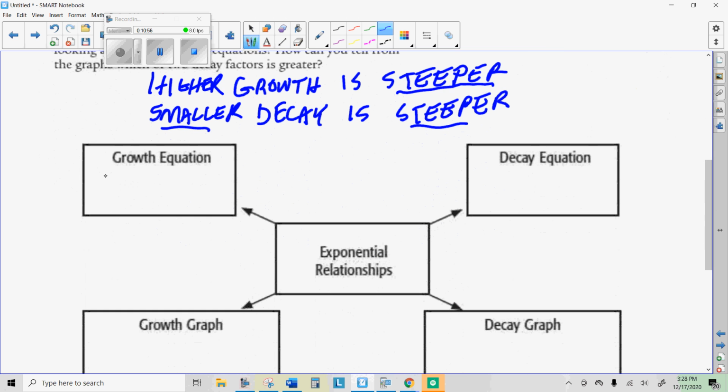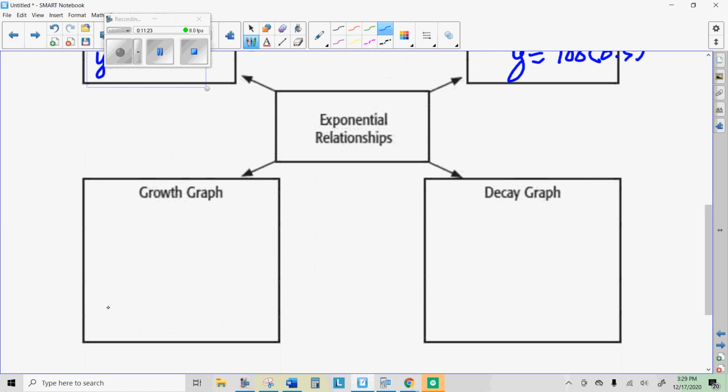All right, so growth equations, here's an example, and you can just take it from the ones we just did. You need to have a number that you're multiplying by greater than 1. Decay, you need to have the number you're multiplying by between 0 and 1, so something like 0.5. Okay, a growth graph curves, but it curves in an increasing direction. And a decay graph curves, but it curves in a decreasing direction.